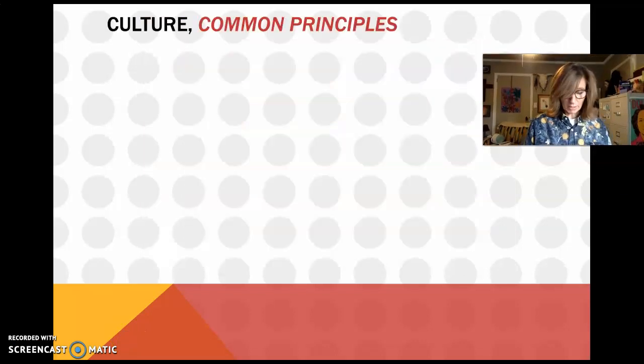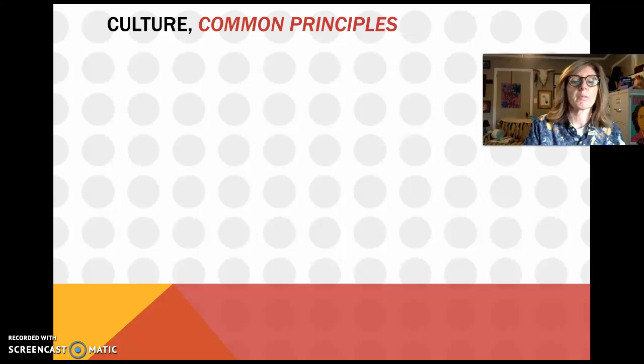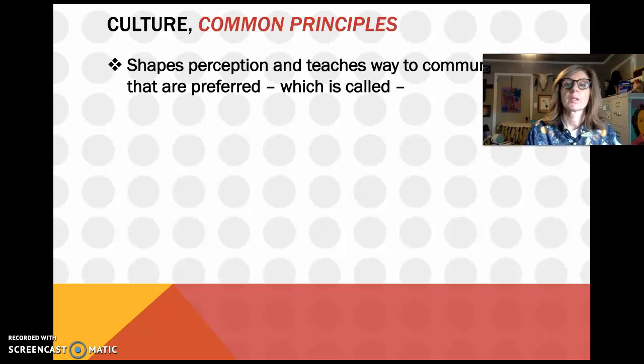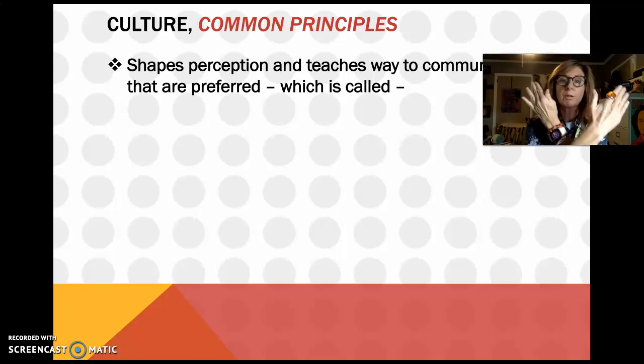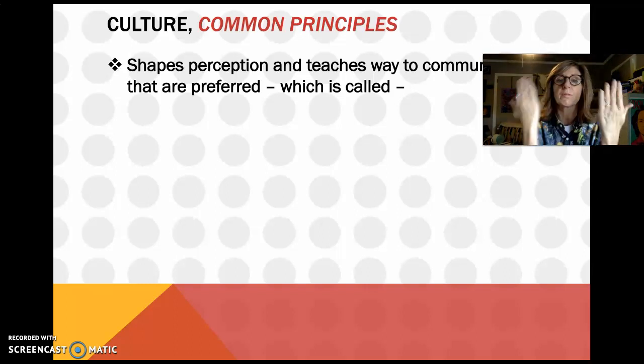Now we're going to look at what I call common principles when we think about culture and communication. So culture shapes our perception and teaches us ways to communicate that are preferred. Just think about that before I even go to the next piece. It shapes what we see. I like to think of culture as acting like a filter. Each of us has a different lens.